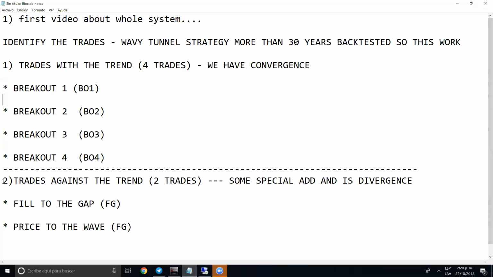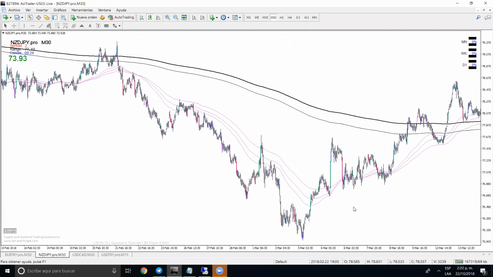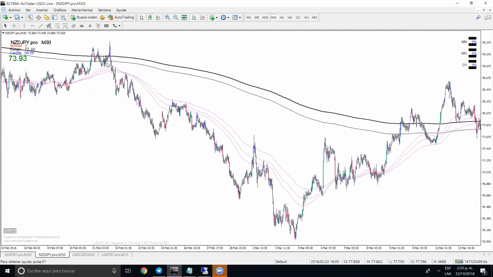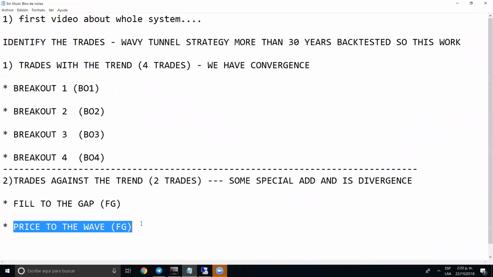Also, we have two different kinds of trades. One is when you trade against the trend. Okay, usually when the price touches the tunnel at breakout four and continues the trend, suddenly the price makes like its last pull. Okay, so we have this. We are going to look for fill the gap and price to the wave. I will explain what that is.